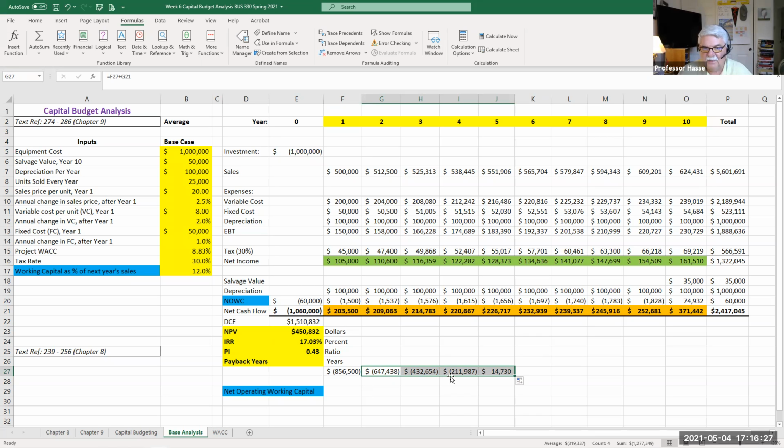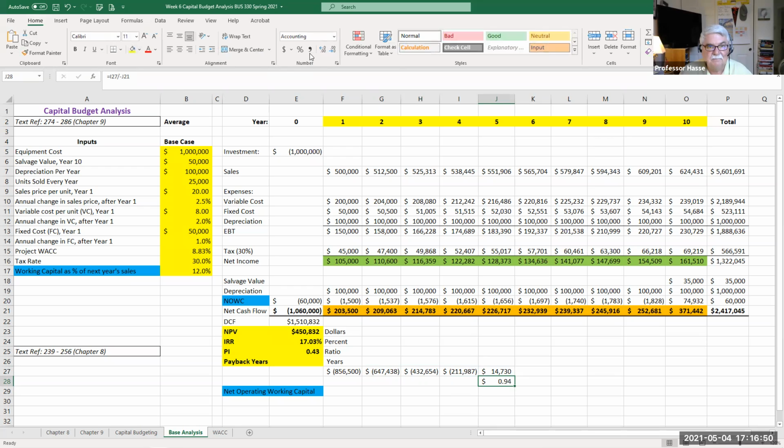1, 2, 3, 4 years, and what percent is 211,987 as a percent of our yearly cash in year 6? It's 0.94. Let's get rid of that dollar sign. So 1, 2, 3, 4.94 years. And that's our return analysis.